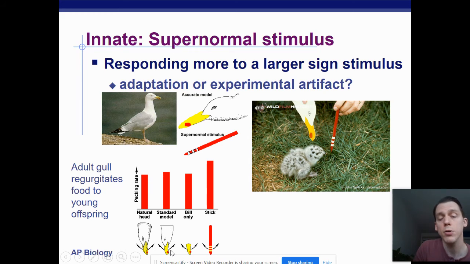All right, if we use the model of a gull's head with a red thing here, again, still pecking, right? If we just use the bill, so this is clearly not a bird, it's a plastic model of a bill, still the chicks will peck. And if you use a big red stick, the chicks will peck even more because the stimulus has gotten bigger. Now there's more red, so the chicks peck more than they would have because it is a supernormal stimulus.